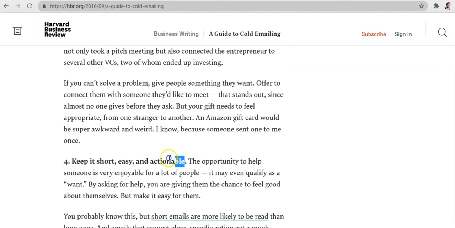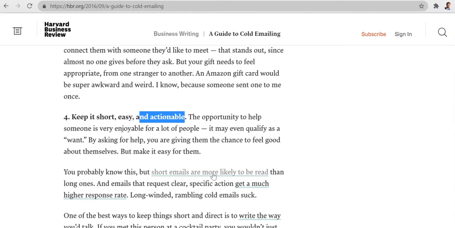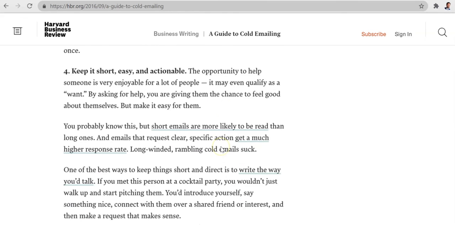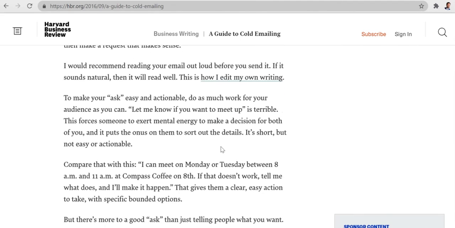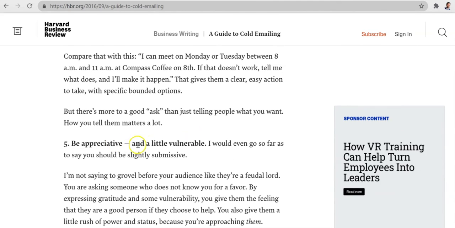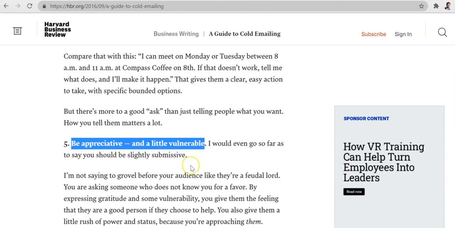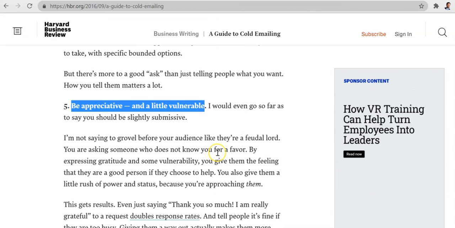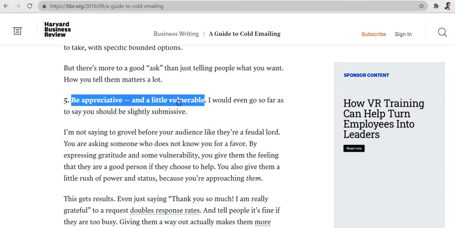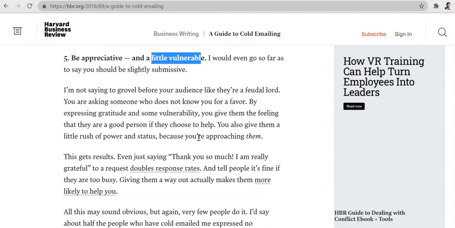All right, keep it short, easy, and actionable. Okay, good. If you're trying to drive response, like a reply, then you want to do things that drive action, that create kind of a compelling sense of action or a sense of urgency. Be appreciative and a little vulnerable. So this is really the idea of being likable. For me personally, I like to use a lot of enthusiasm in my emails because that's how I am in general when I'm in meetings. I'm very enthusiastic. I'm very excited about the products that I market. So showing that enthusiasm, showing that energy, showing that level of interest, and being vulnerable to some extent can make you more likable, make you more trustable, and showing appreciation.